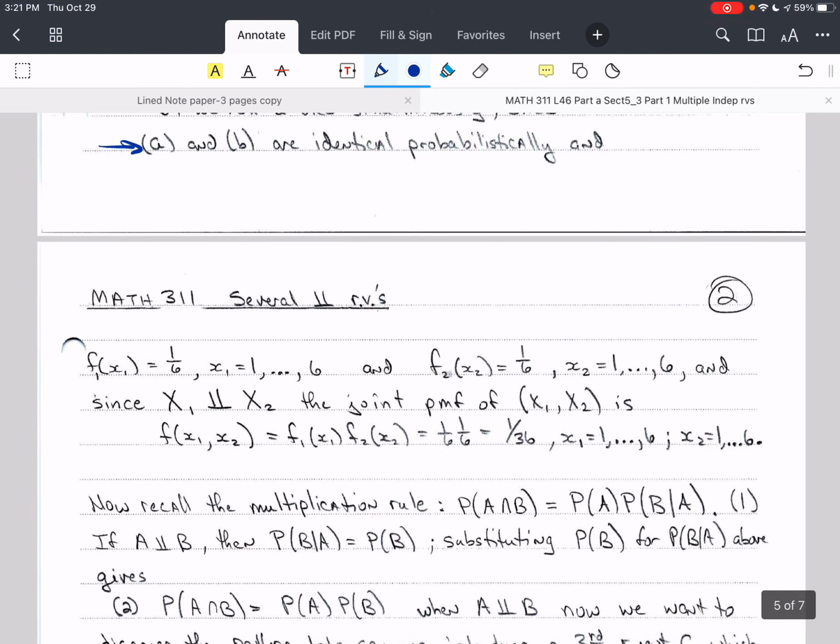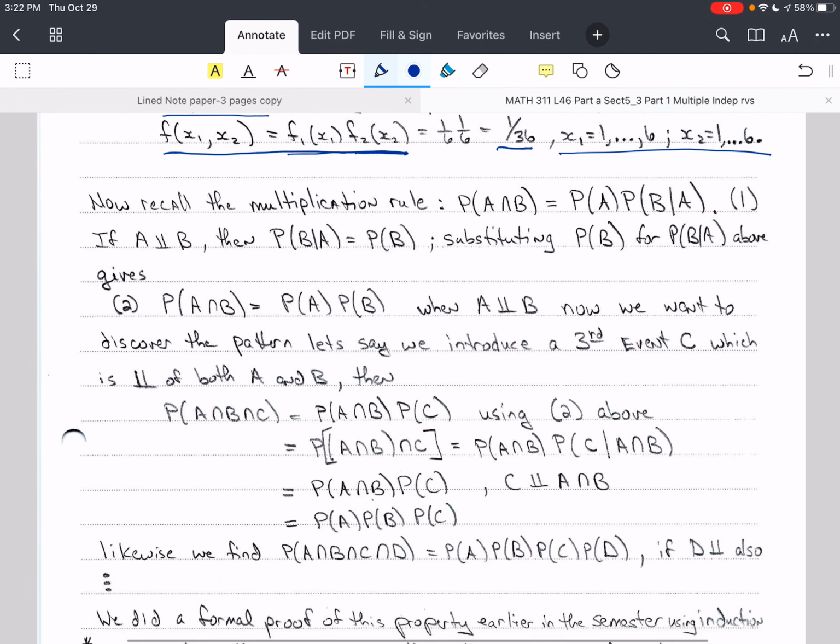Okay? So for the first die, we'll let f1 of x1 be the PMF, and that is going to be 1/6 because there's 6 sides on the die, and those sides are labeled 1 through 6. And so x1 can take values between 1 and 6. And then f2 of x2 is also 1/6, and x2 can take values between 1 and 6, including 1 and 6. And again, because x1 and x2 are independent, the joint PMF of x1 and x2 is given as f of x1, x2 equals the product f1 of x1 times f2 of x2, and 1/6 times 1/6 is 1/36, and we can't forget our support, our joint support or range of x1 and x2.